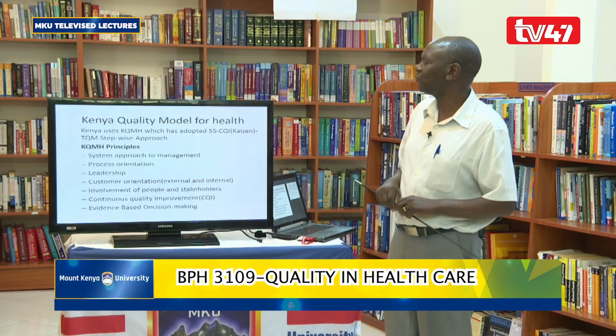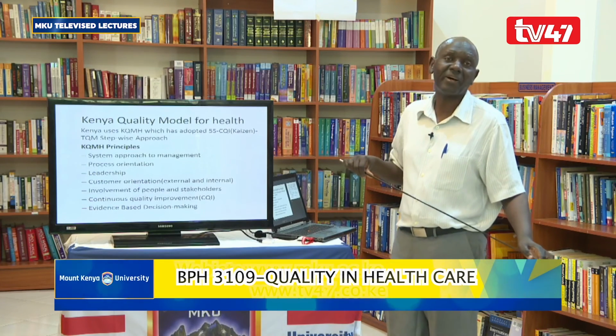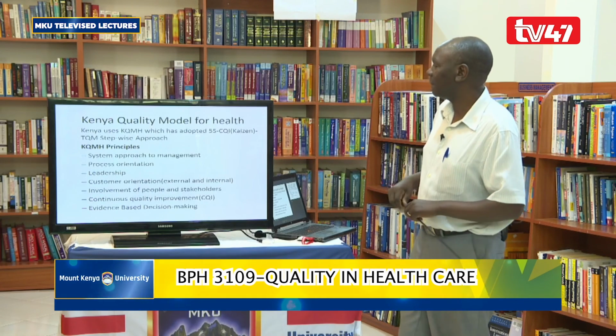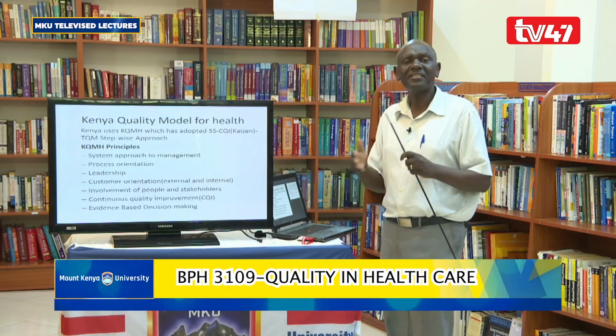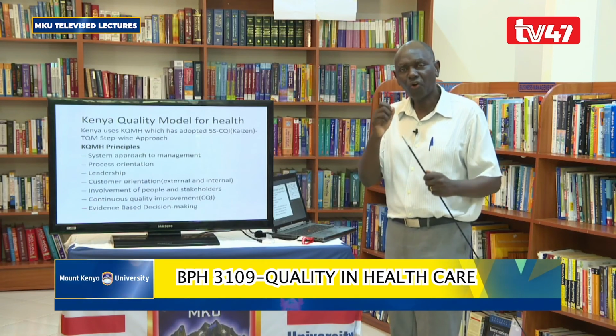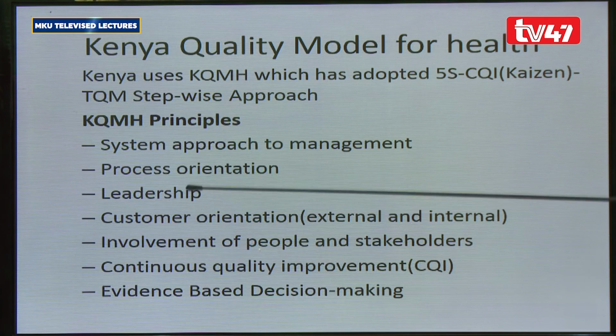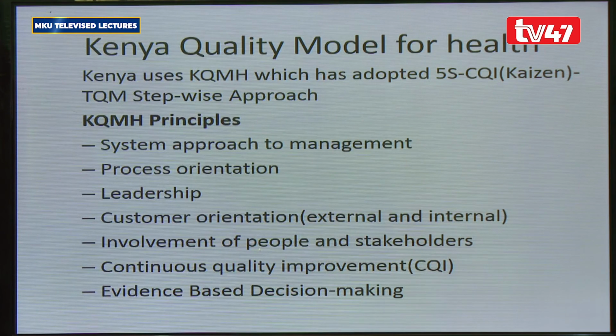In Kenya, we have what we call the Kenya Quality Model for Health. This is the model we use to implement our quality systems. It has 5 principles. The first principle is system approach. System approach means that you look at a whole system, not one section of the process. Process orientation, we do all the steps that are required in that process.